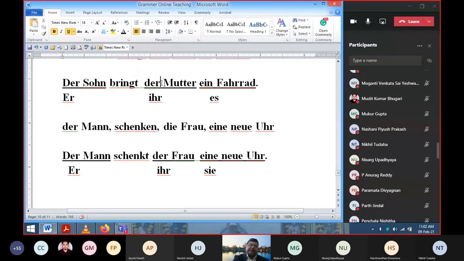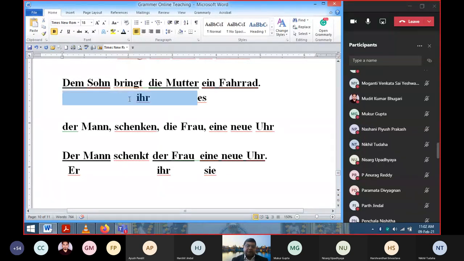And if you are making, suppose, der Mutter and dem Sohn, the meaning has changed. The mother is presenting, mother brings a bicycle to son. Okay, so now what will be the appropriate pronoun now? Yeah, for dem Sohn, what is to be written?